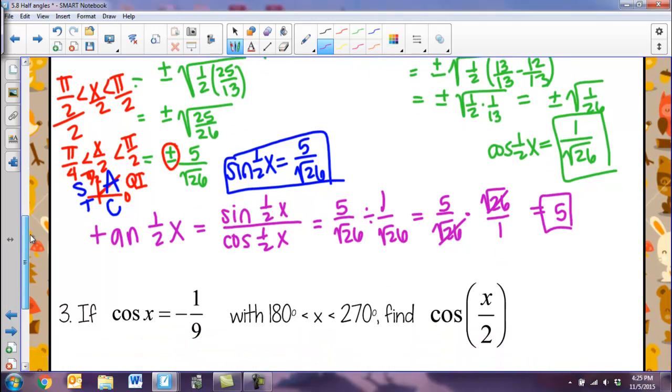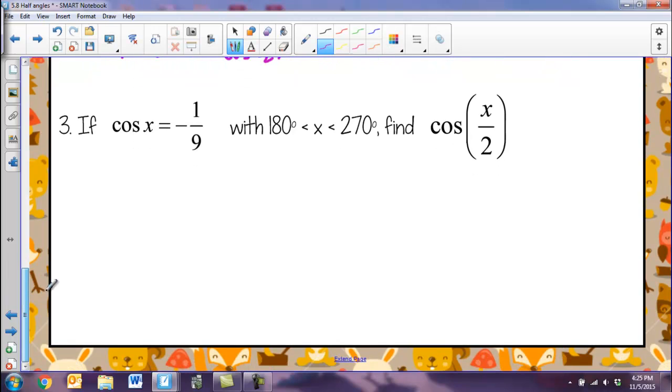Okay. I got one last example for you just to kind of reiterate what happens when you're in different quadrants. And this one might help you with your online quiz, hint, hint. So we have if cosine x equals negative 1 over 9, with 180 is less than x is less than 270, find the cosine of x over 2.